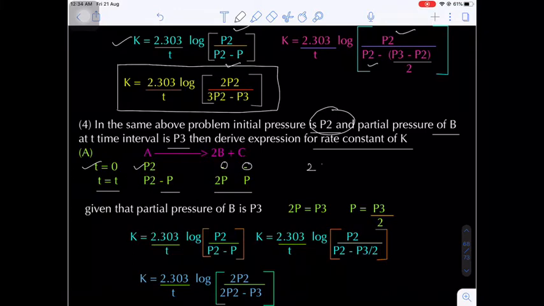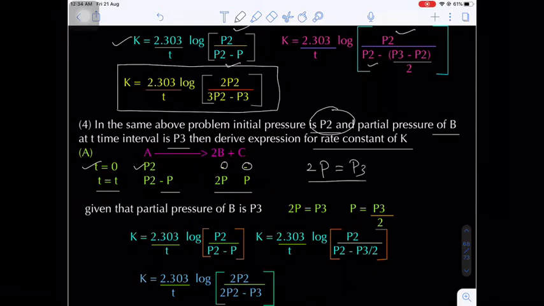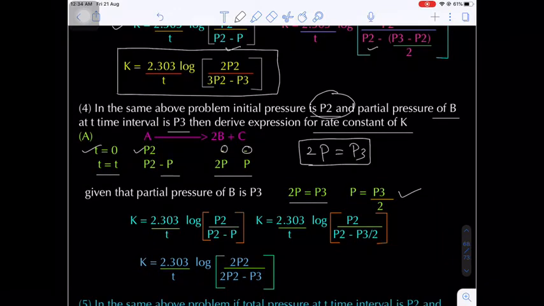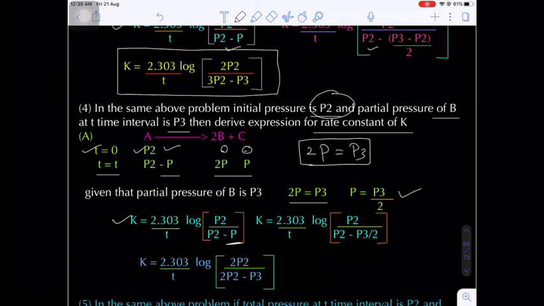Now in the question, what is the partial pressure of B? Actually 2P. But in the question, the partial pressure of B is given as P3. So the relation between the two: 2P is equal to P3. From here I want to find the P value, which is P3 by 2. Now what is the rate constant expression here? 2.303 by T log of P2 divided by P2 minus P. So P2 stays as it is, and instead of P I write P3 by 2. The LCM will be 2, and 2 goes to the numerator: 2P2 by 2P2 minus P3.